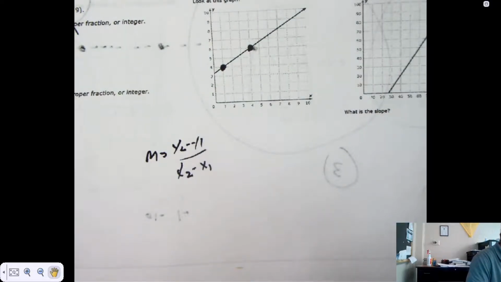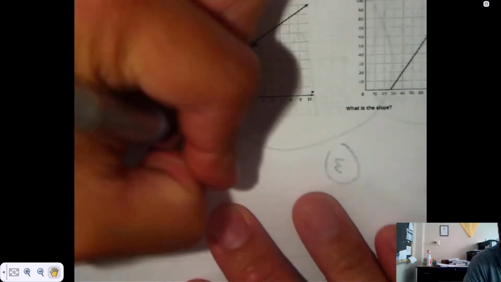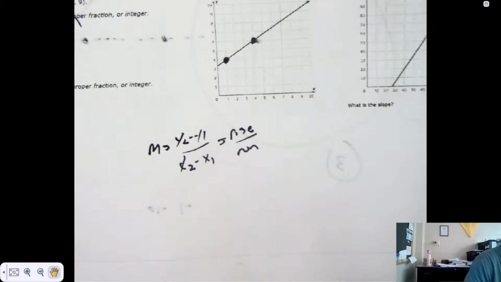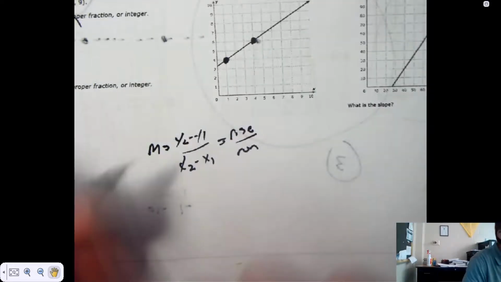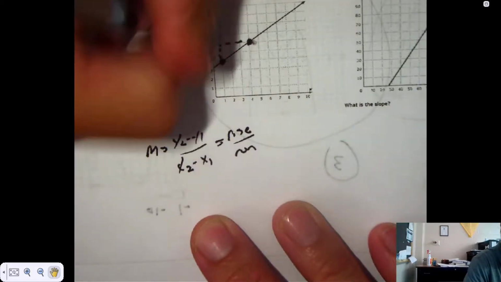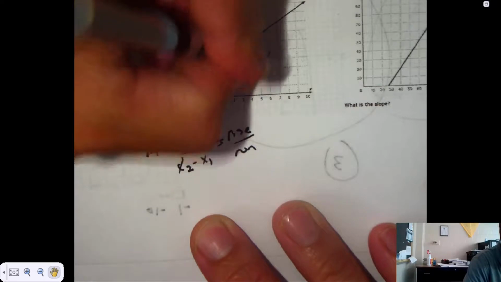Rise over run, right? So that's kind of what we focus on when we have a graph. So what is the slope of that line? 2/3. So we rise 2, we run 3, slope is 2/3.